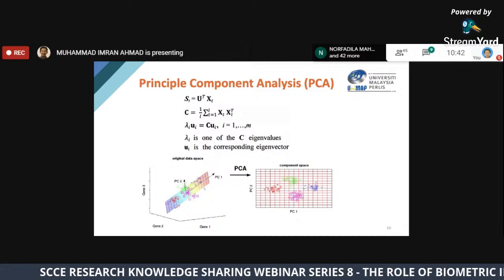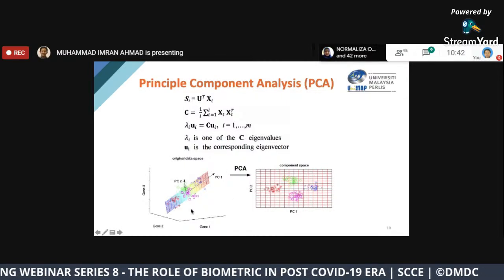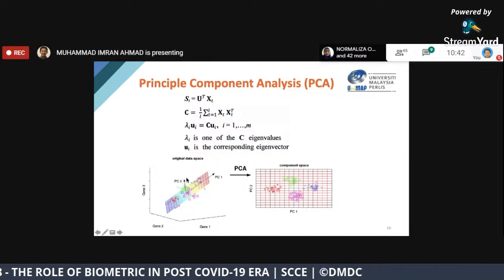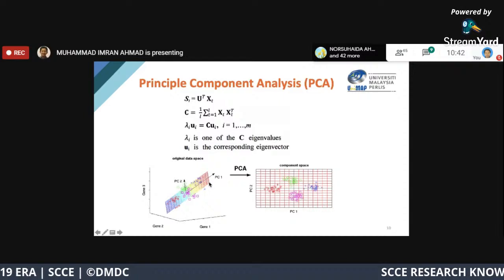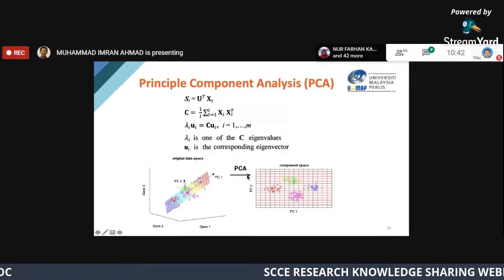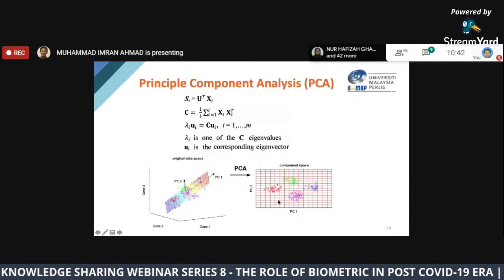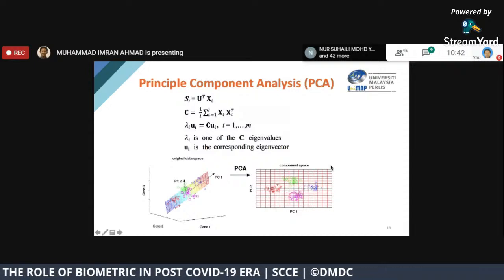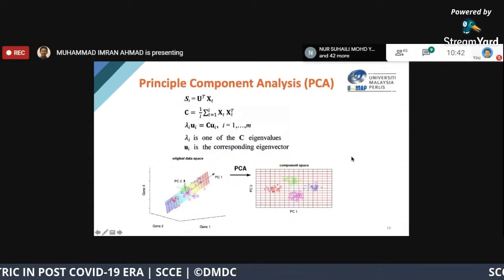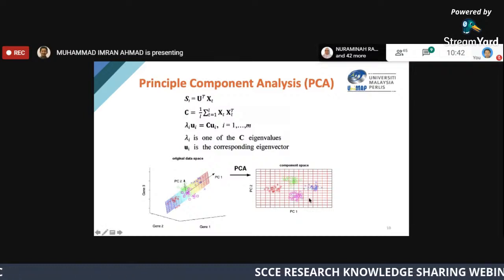I don't want to go through the detail of this equation. We can have a look at this figure. Let's say this is the raw data that we managed to generate from the raw image. After we apply PCA, you can see clearly the data for 4 different classes are well separated. There is no overlap. That means this is good. If we apply this to the matching process, the result will be better, because there is no overlapping data.